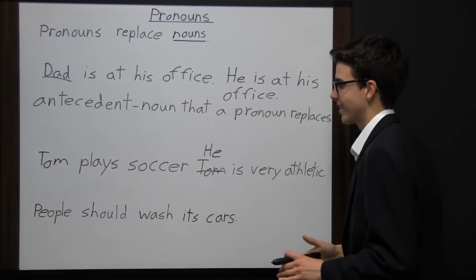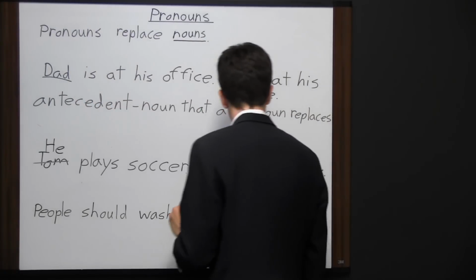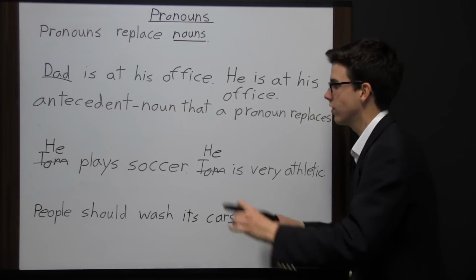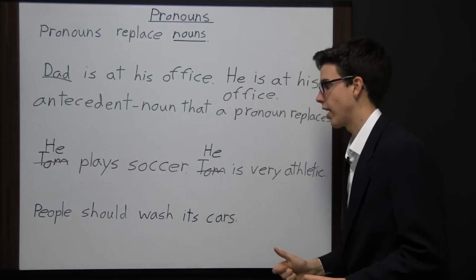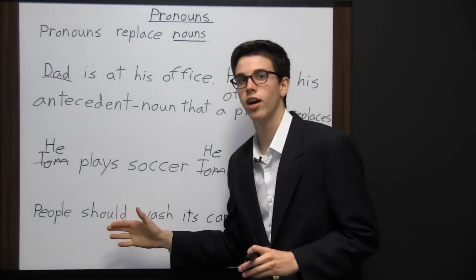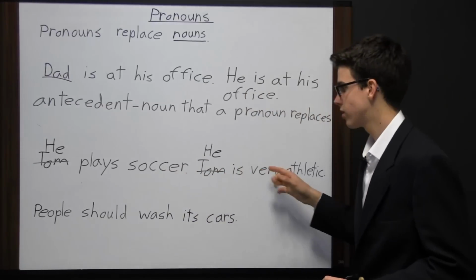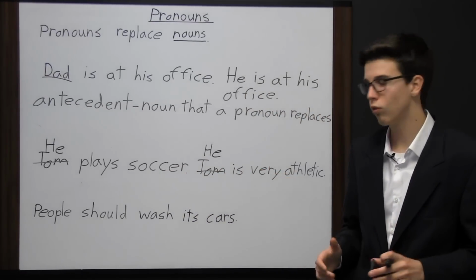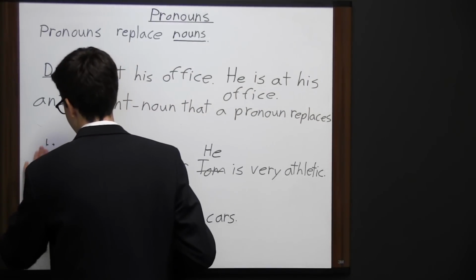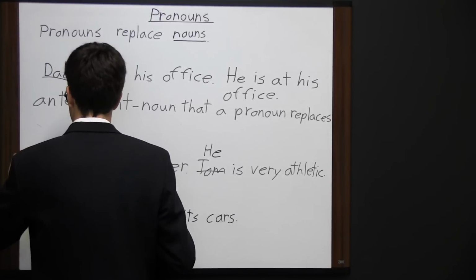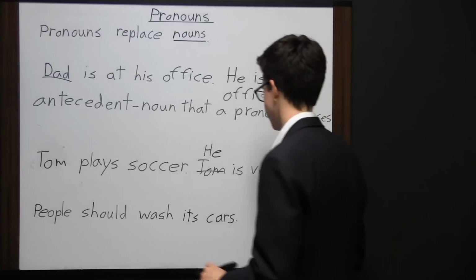Now again, you always need an antecedent, because if we said he plays soccer, he is very athletic, we don't know who he is. So you need an antecedent. You need that noun first, and then from there, you can use pronouns. Now as soon as you talk about someone else, as soon as you use a new noun, you need to use that noun again before you use a pronoun. So we could say, Tom plays soccer. He is very athletic.